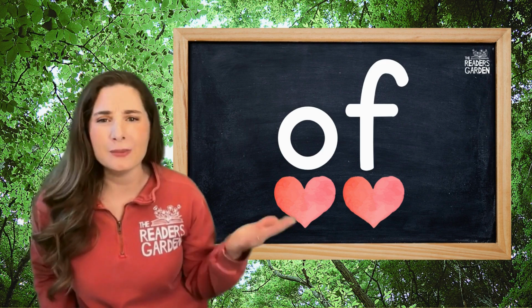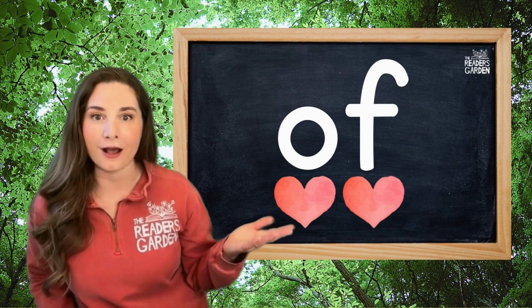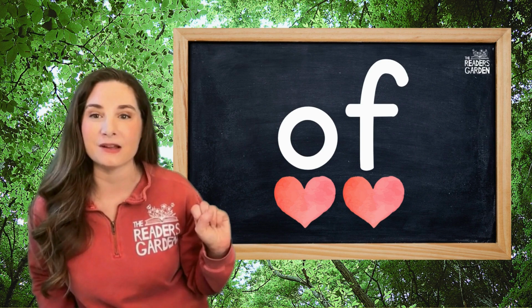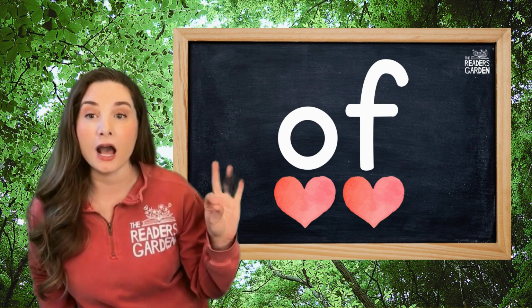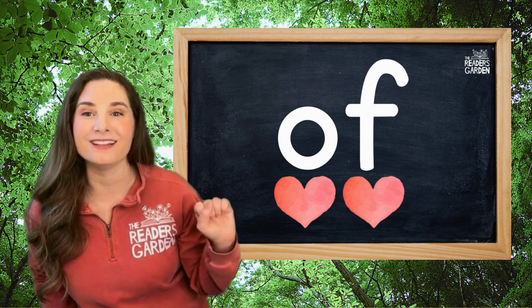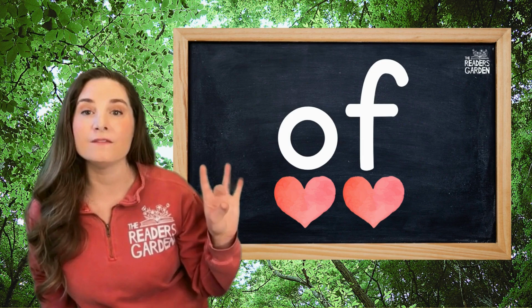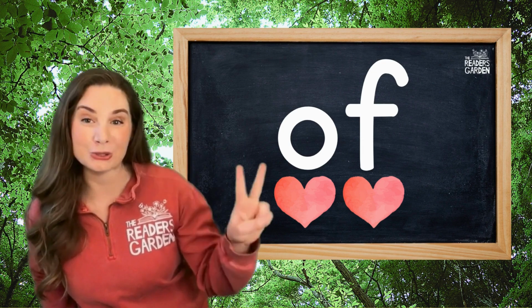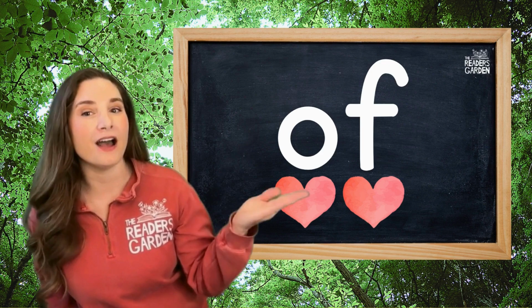Now let's figure out how many sounds are in the word of. We're going to finger tap those sounds. The first sound, uh. The next sound, v. Together, of. Let's do it again. Uh, v, of. There are 2 sounds in the word of.